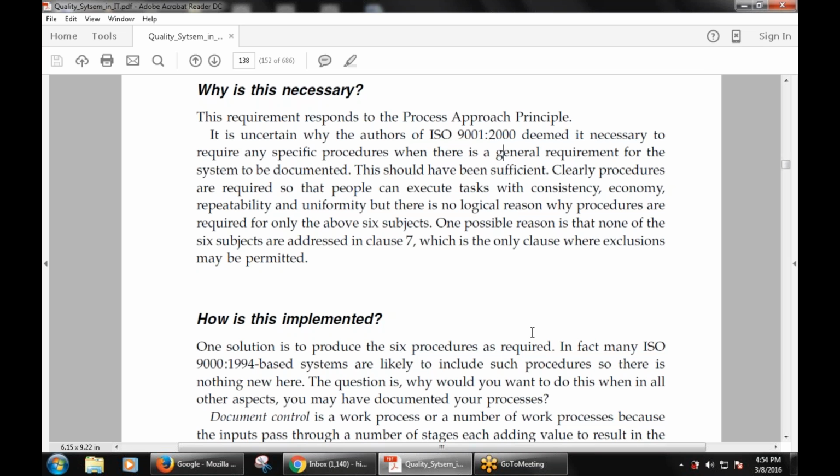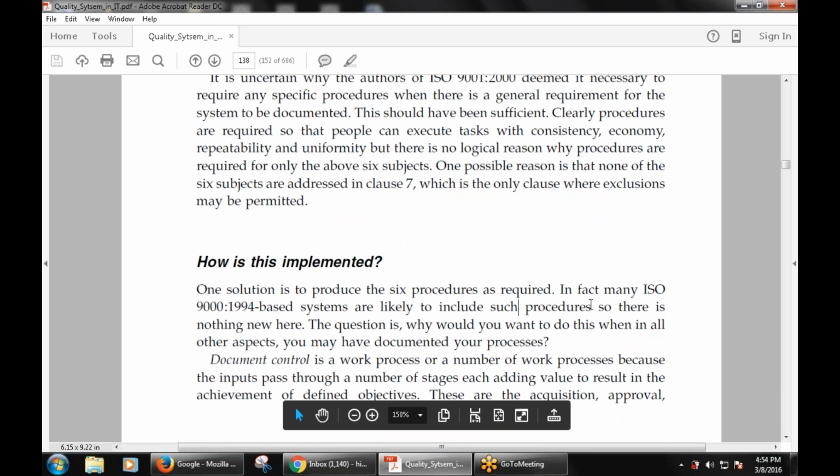Now the next question is, how is this implemented? Why there is a necessity is one question, and how it is implemented is another. What are the various steps or methods by which we can implement it? The one solution is to produce the 6 procedures as required, and in fact many ISO 9000 based systems are likely to include such procedures.